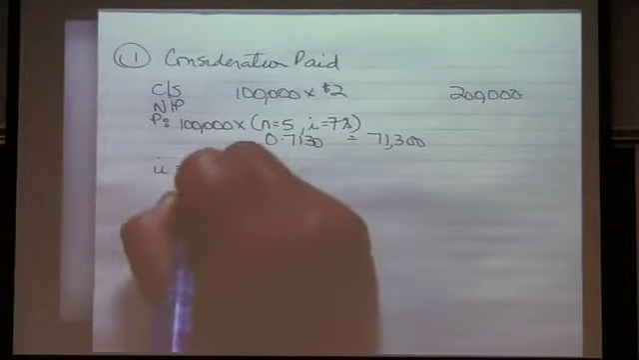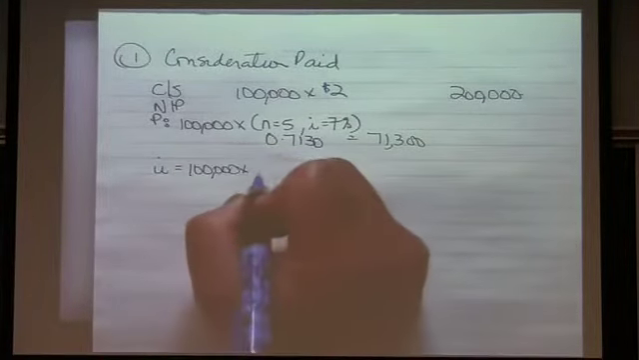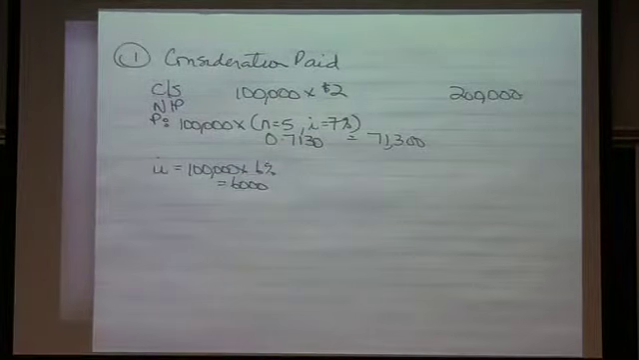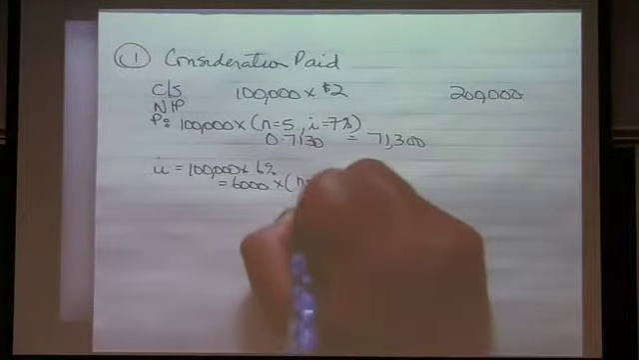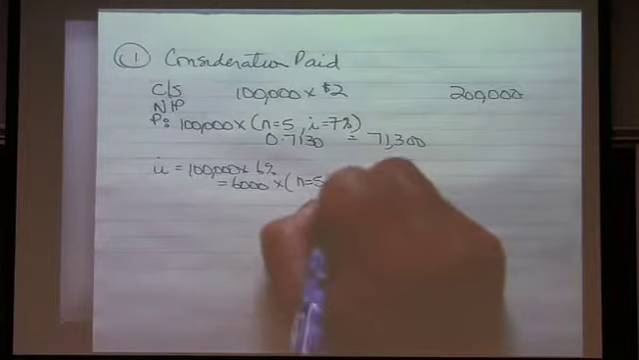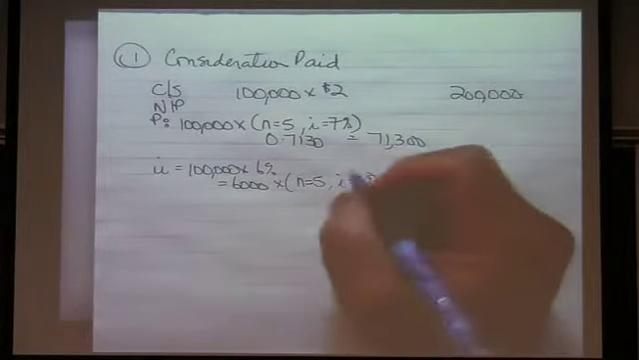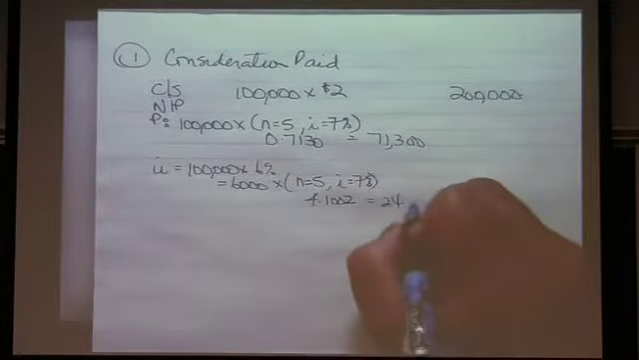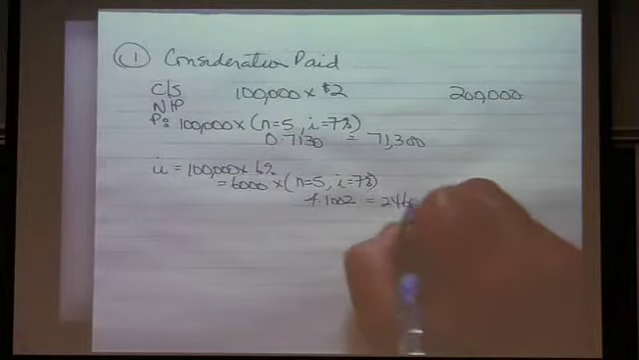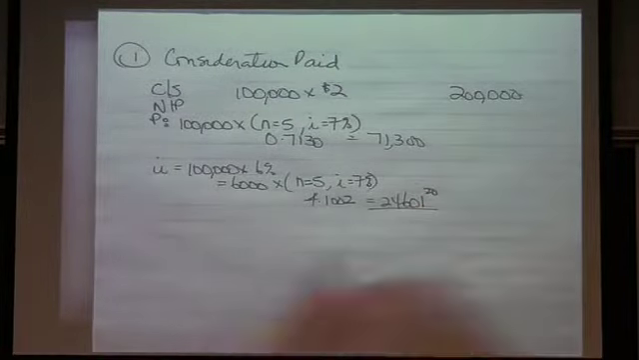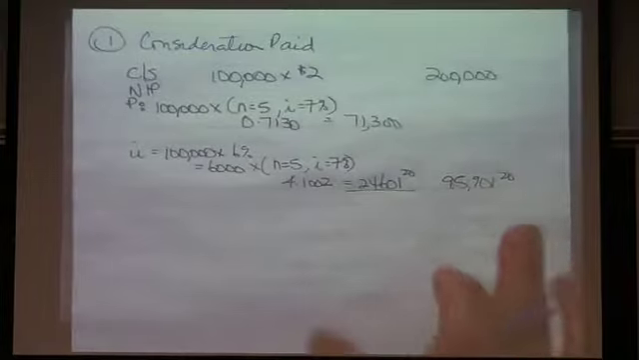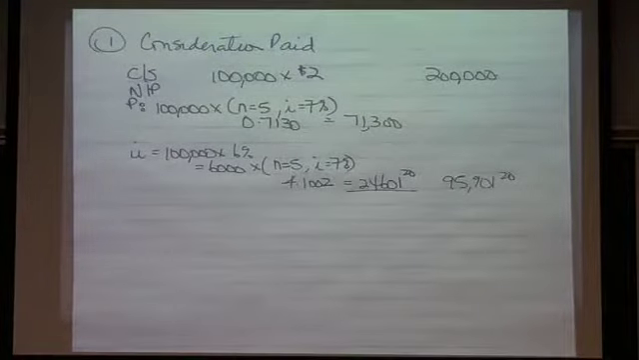Plus the interest is 100,000 times the stated rate of 6%. So it's a 6,000 annual interest payment. And now we're going to multiply this by the present value of an annuity factor of n equals 5, i equals 7%. That should give us 4.1002, which is 24,601.20. So the sum of all that is 95,901.20.